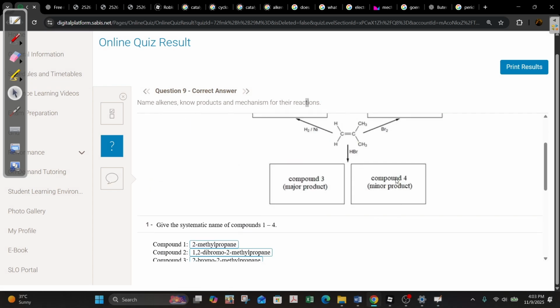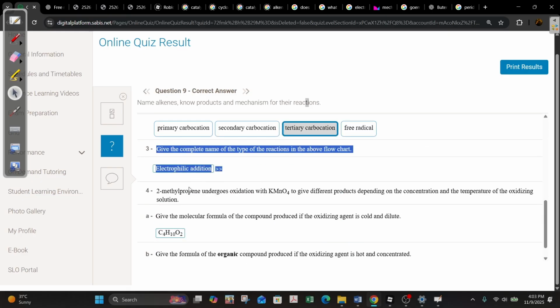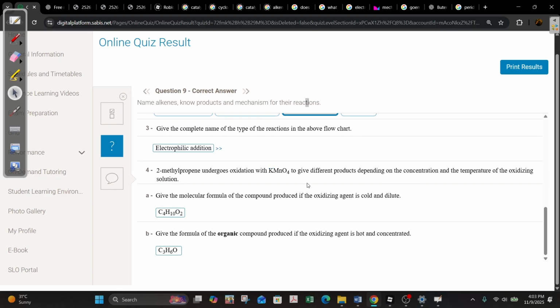Give the complete name of the type. Okay. Apparently all of them are electrophilic addition, but I don't really agree with compound 1 since I feel like it's catalytic addition. It's not electrophilic. I mean, that's what Google said. But I guess I don't know if the question's wrong or not. But let's just say it's electrophilic addition. Okay, for the next question.